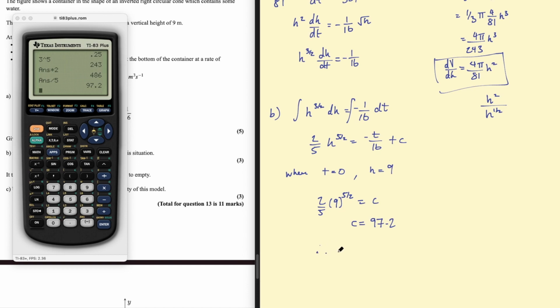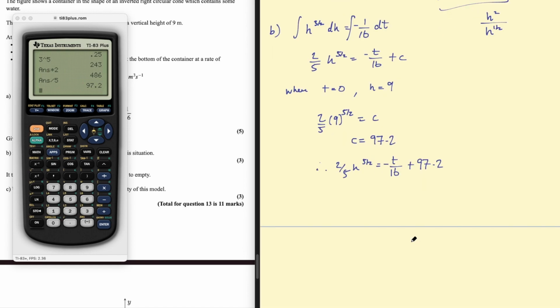We can say, therefore, 2/5 h to the power of 5 on 2 equals negative t on 16 plus 97.2. And you could get rid of this fraction here if you wanted, multiply by 5, divide by 2, but, you know, there's not really that much point in doing that.